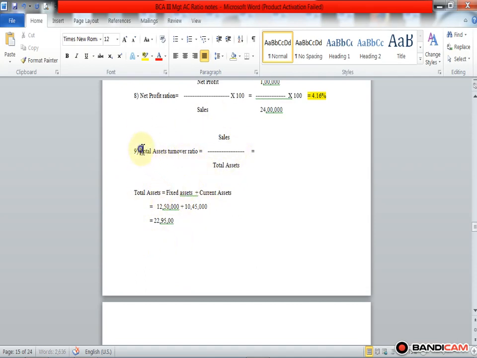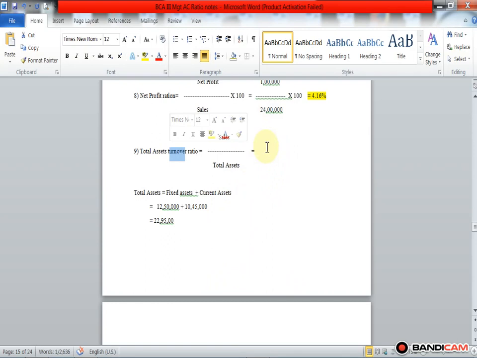Okay, so here the formula is total asset to turnover ratio means sales divided by total assets. So first of all we wrote the wrong formula. Now we correct the formula. Here the relationship between sales to fixed assets. So sales to fixed assets or total assets.